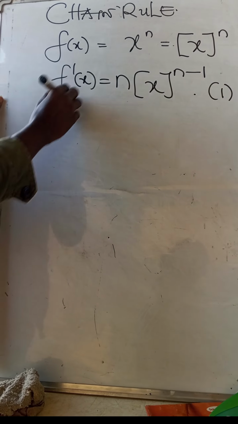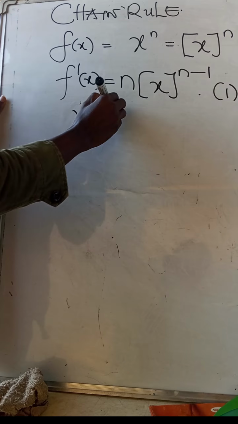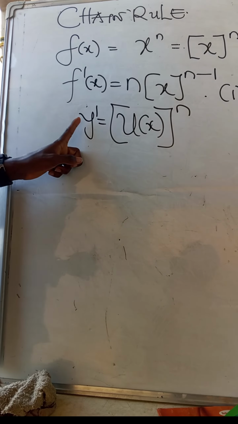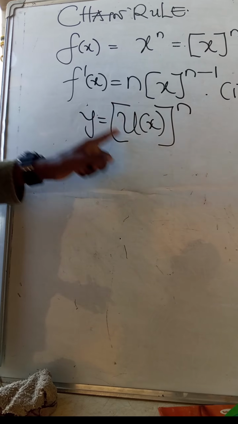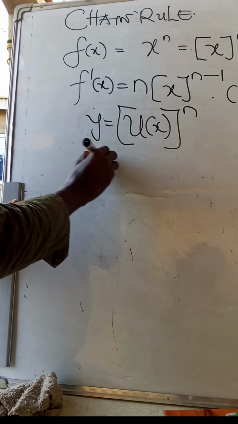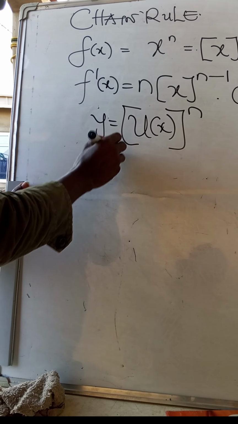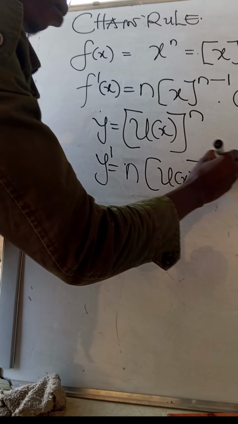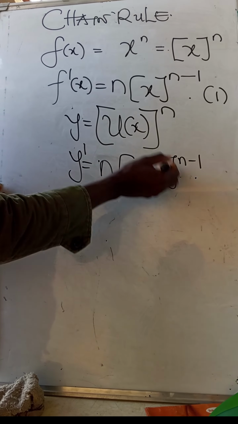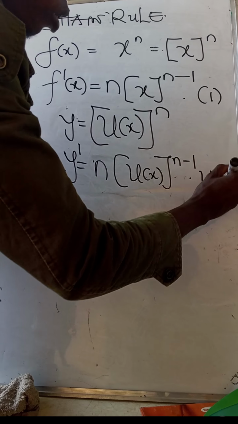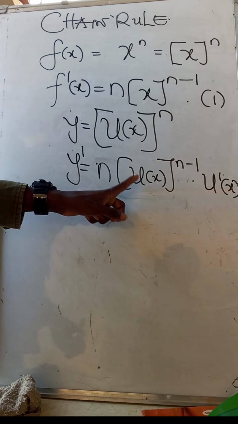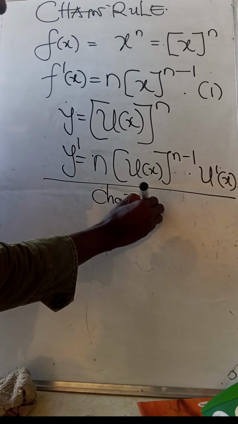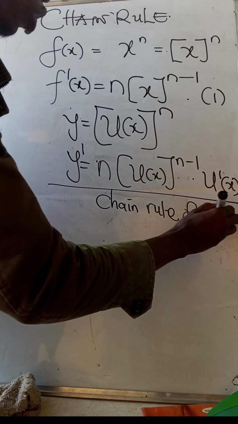So simply put, in general, given a function, let's say y is equal to u of x all raised to the power of n, this is the chain rule formula. Given y is equal to u of x, a function that is inside, raised to the power of n, the derivative is y prime equal to n, then u of x raised to the power of n minus 1, times the derivative of this one inside. This one is the function, right? Whenever we are differentiating a function, we always have the function prime. The derivative of u of x is equal to u prime of x. And this is the chain rule formula.